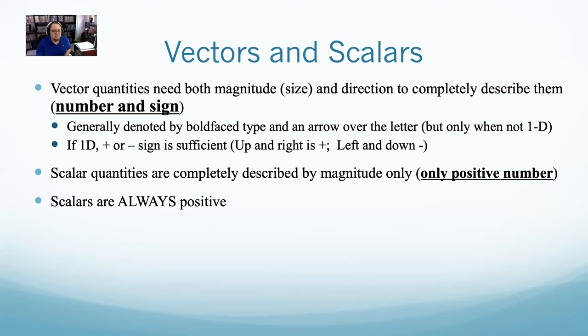Because, you know, you don't go in the negative direction. You don't have negative mass and whatnot, unless you're getting into anti-matter, but that's way beyond our pay grade here. Now, so far, I've only talked about two things, position and displacement. Position and displacement are vectors. Now, when you label either one, you have to say what direction it's in.